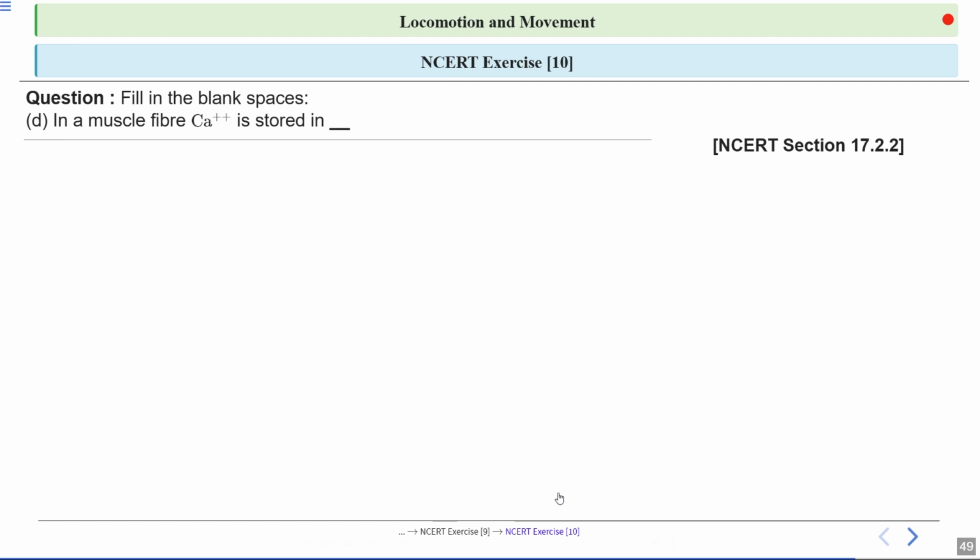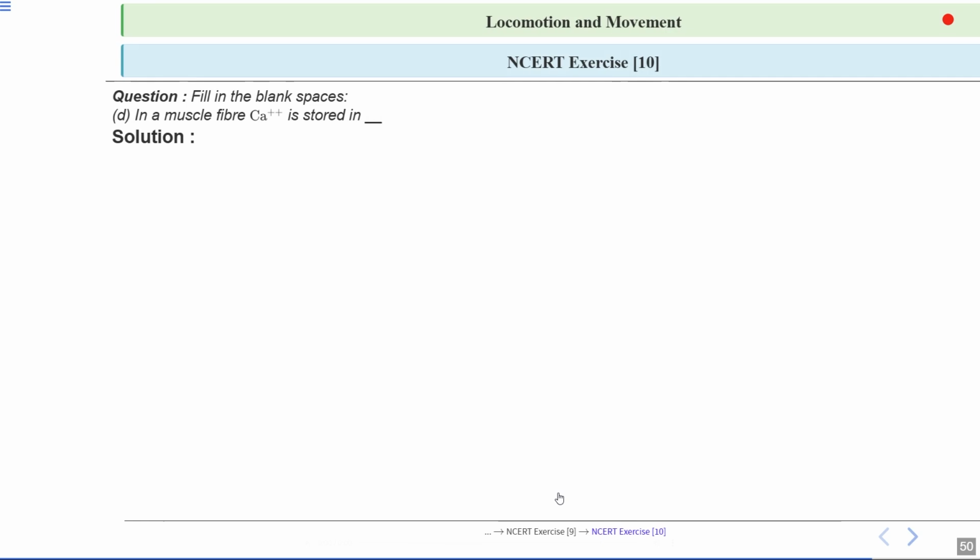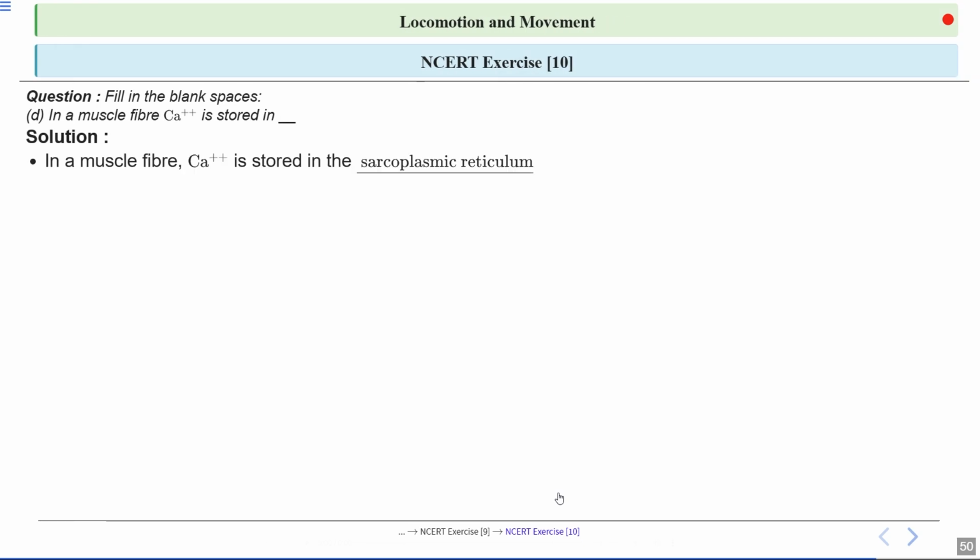This is statement number 4, and the statement is: in a muscle fiber, calcium ion is stored in. So we have already talked about it. In a muscle fiber, calcium ions, or Ca++, are stored in the sarcoplasmic reticulum, or we can say this is the storehouse of calcium ions. So you can think of it as a storage room for calcium ions, holding onto calcium until it's time for the muscle to contract. So this release and storage of calcium is what allows our movement, or we can say what allows our muscles to move.